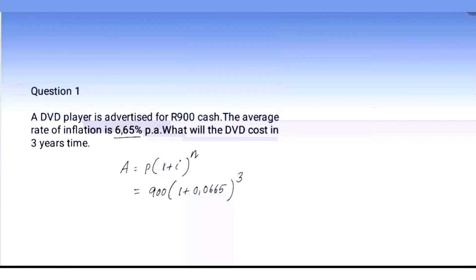Then use the calculator. The answer will be 1091.75 Rand. So this is the answer. So it's a very easy question. The only thing that you have to remember here, you have to use the compound interest formula, especially for inflation and population growth.